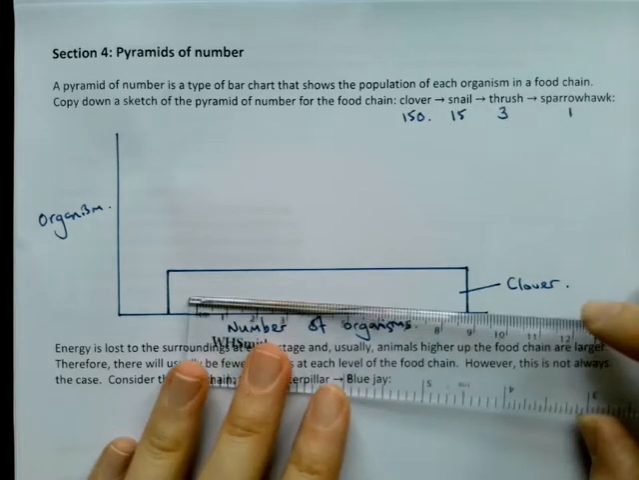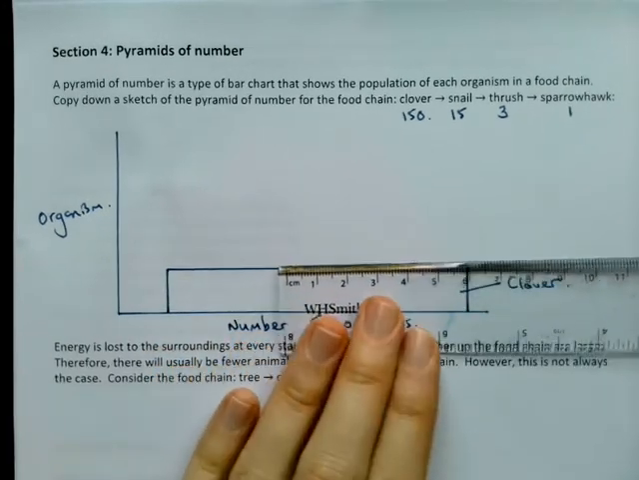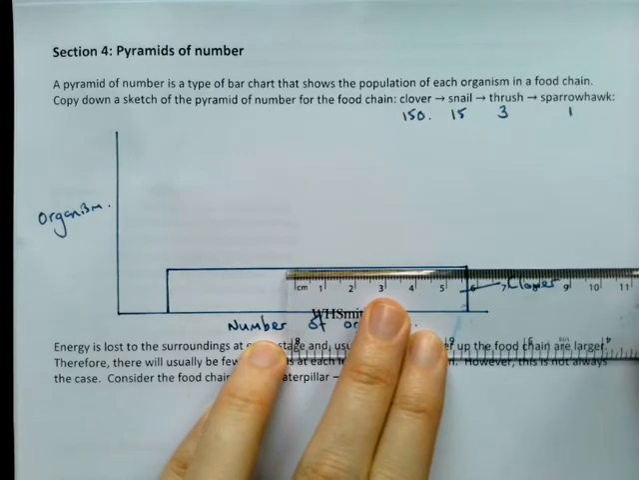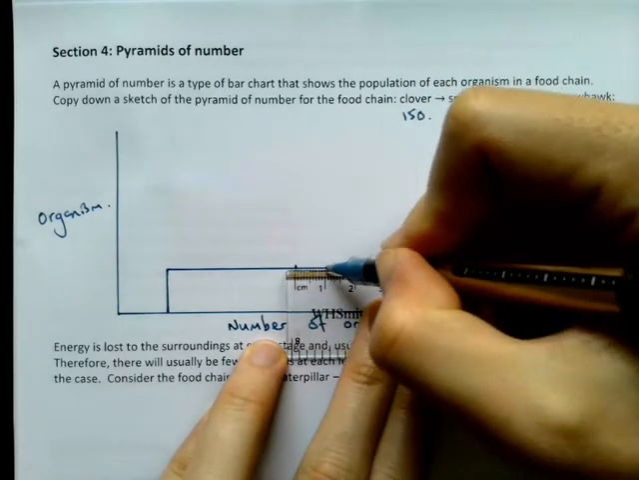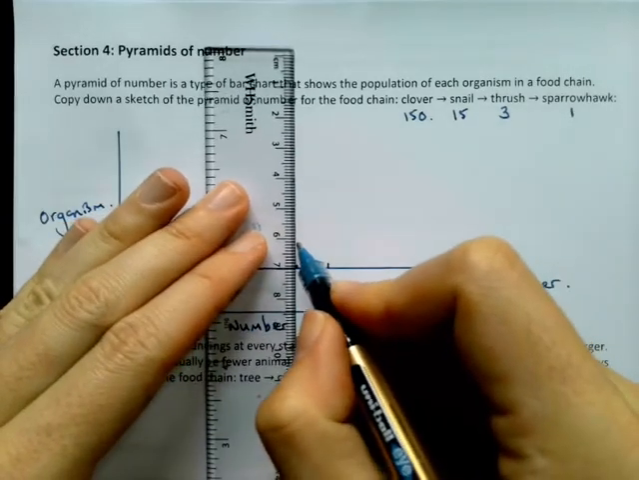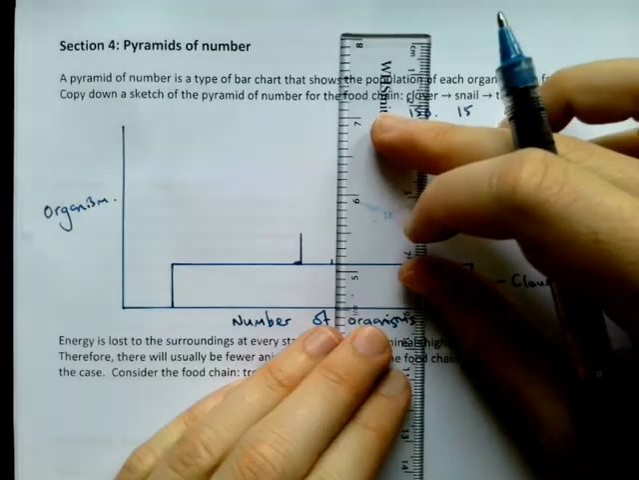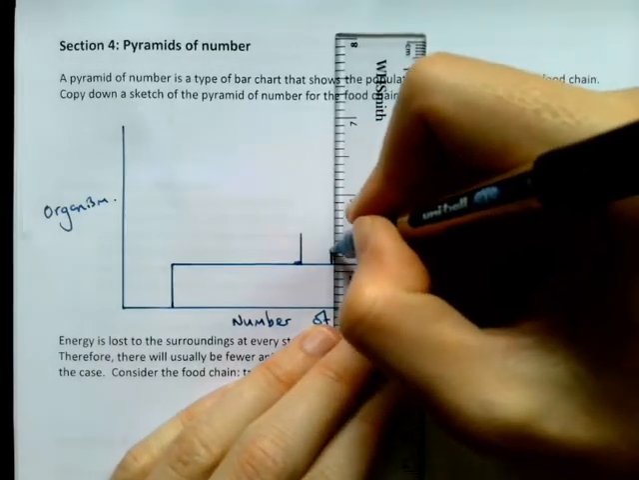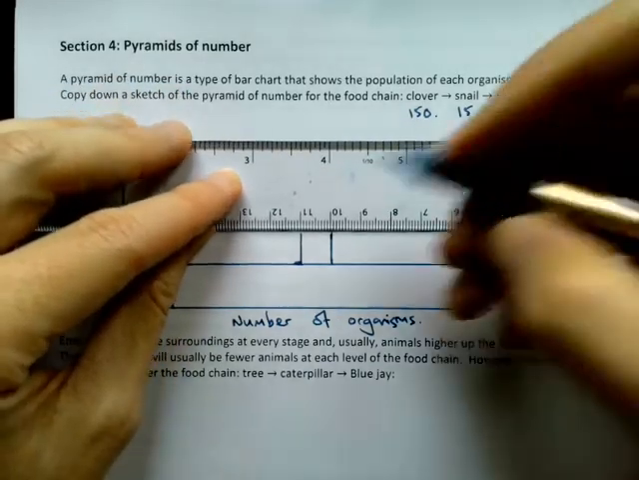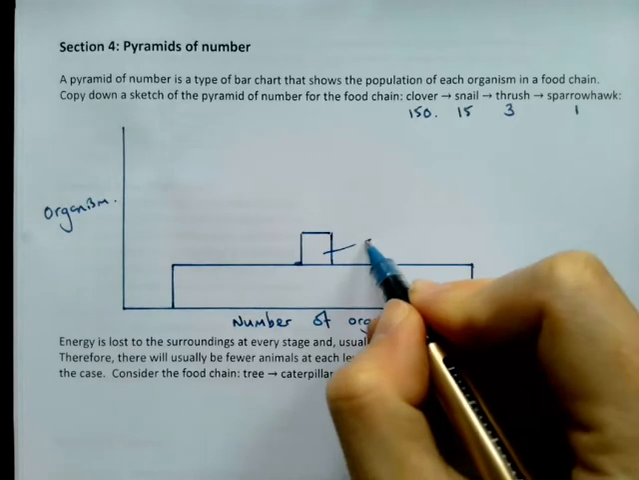Okay, now when we go up to the next organism, the snail, you can see that there's a lot less. Okay, so if that's about 10 centimeters, well, our snail is going to be about 1 centimeter because it's the 10th, isn't it? All right, so let's say our next one is about 1 centimeter wide. So it will look like this. Nice and neat. All right, and that's our snail.